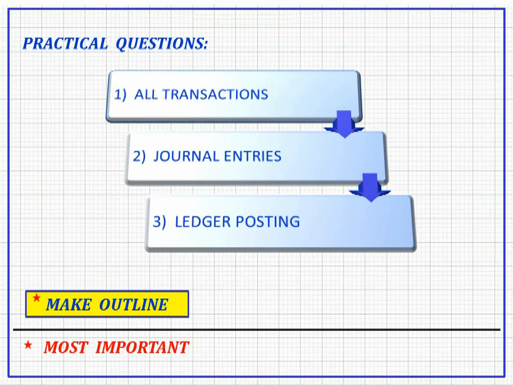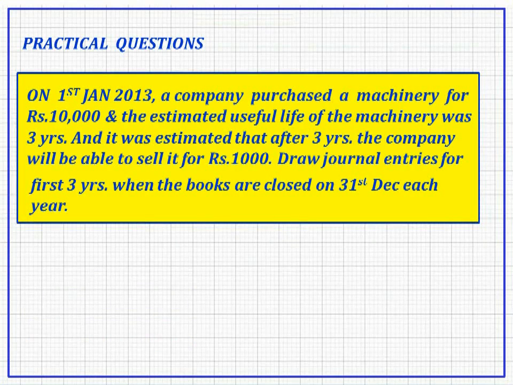Suppose the question is, on 1st January 2013, a company purchased a machinery for Rs 10,000 and the estimated useful life of the machinery was 3 years. And it was estimated that after 3 years, the company will be able to sell it for Rs 1,000. Draw journal entries for first 3 years, and the books are closed on 31st December each year. This is the text of the question.